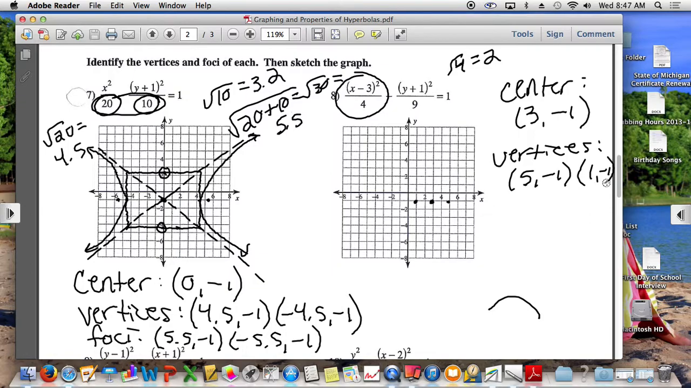Alright, and now what I need to do is take the square root of the other denominator. What's the square root of 9? Square root of 9 is equal to 3. So that means from the center, go back to your center, go up 1, 2, 3 points, go down 1, 2, 3 points. The only use that those extra points have is to make your rectangle so that you can make your asymptotes. So go ahead and create your box out of the center of this thing.